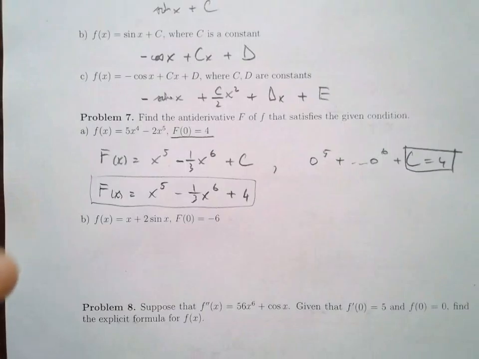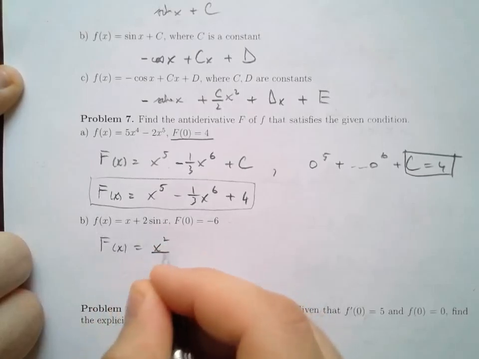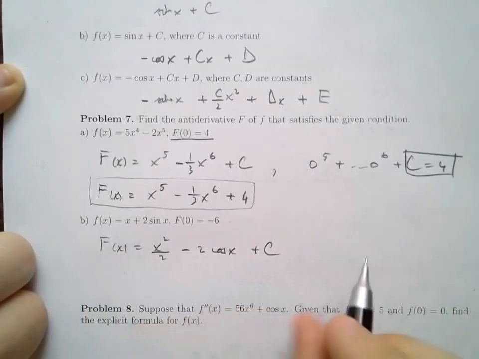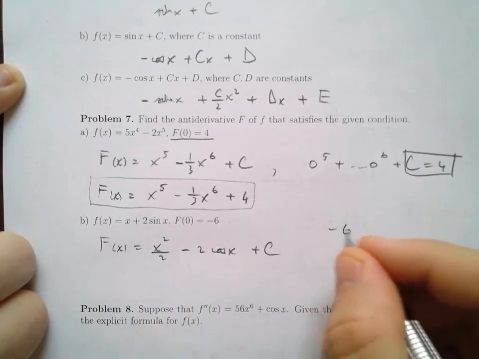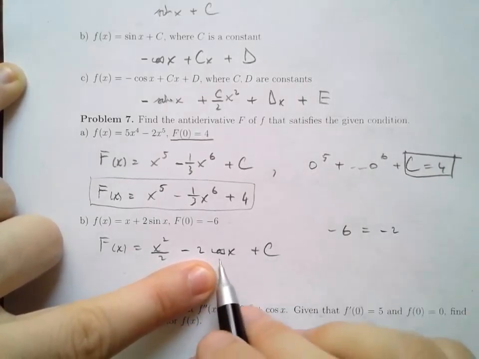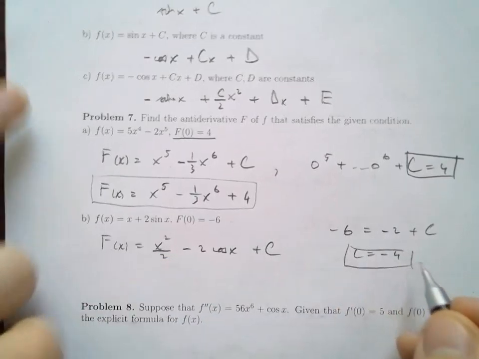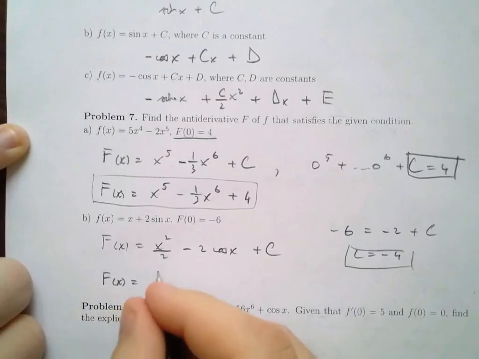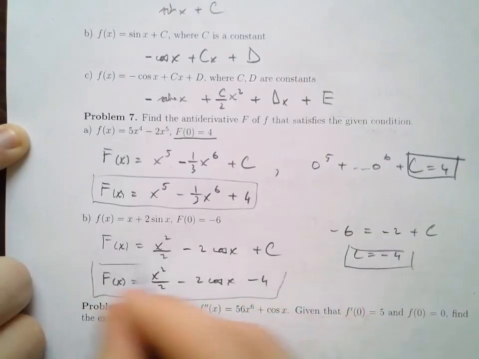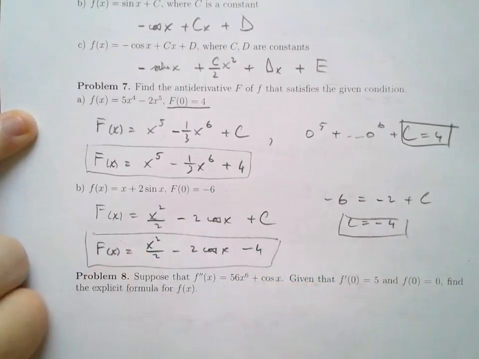For part B, we are asked to do a similar thing. So first let's find the general antiderivative. That's x squared over 2 minus 2 cosine x plus c, and I'm told that when I plug in 0, I should get -6. So -6 equals, okay, plug in 0, that term drops, plug in 0 for that is -2, because cosine of 0 is 1, plus c. So that tells me that c is equal to -4, which means that the specific antiderivative we're looking for is just x squared over 2 minus 2 cosine x minus 4. And we can double check: plug in 0 for x, this drops, -2 minus 4 gives me -6 as required.